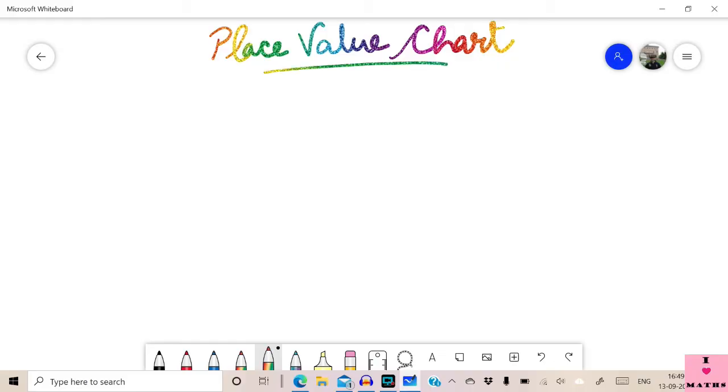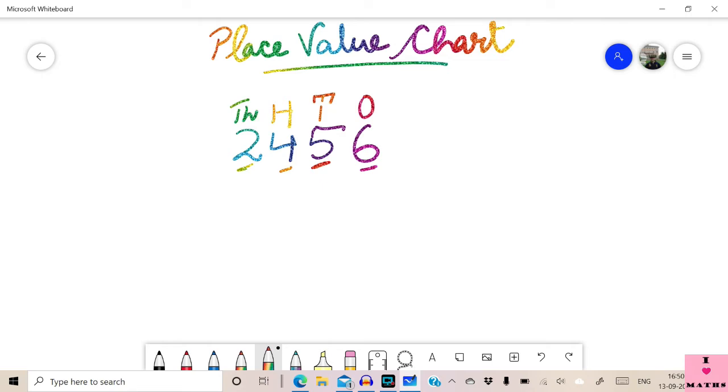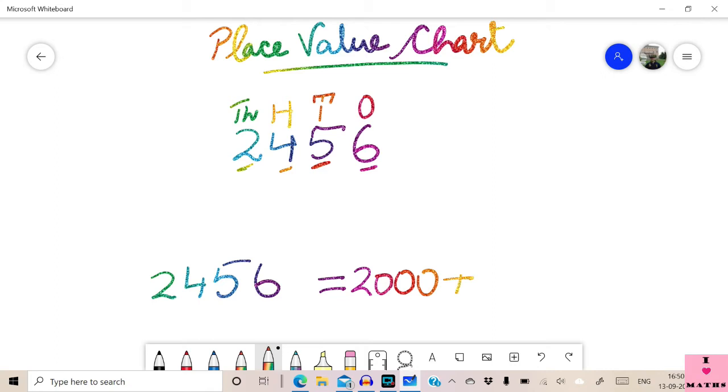Place value chart. Suppose we have a number 2456. Now here 6 is at 1's place, 5 is at 10's place, 4 is at 100's place, and 2 is at 1000's place. Whenever we write the expanded form of 2456, we will write it as 2000 plus 400 plus 50 plus 6.